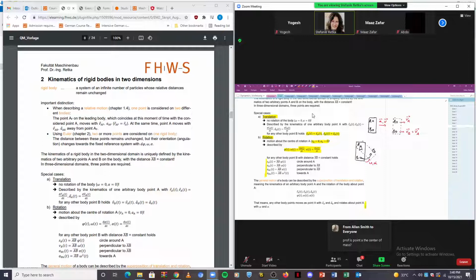And no, point A is not at the center of the mass. It's some arbitrary point, and our object rotates about that point. In my example, it's in the upper area, upper half of the rectangle in this case.